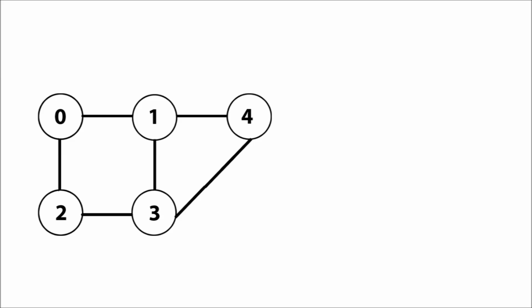Here's an example of a graph. Now, you can see that there are 5 vertices in the graph, numbered 0 to 4. In between these vertices, connecting them to each other are 6 different edges.